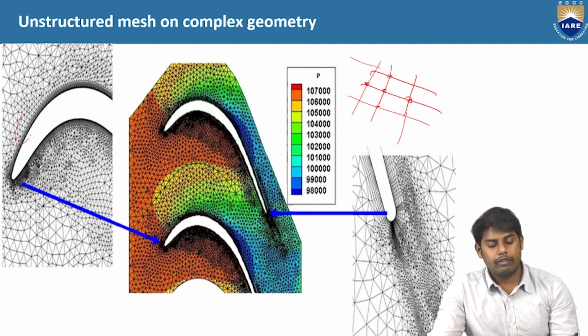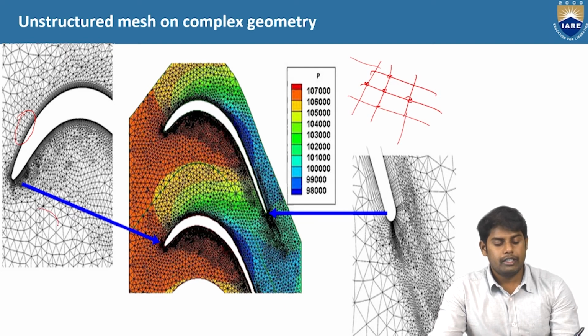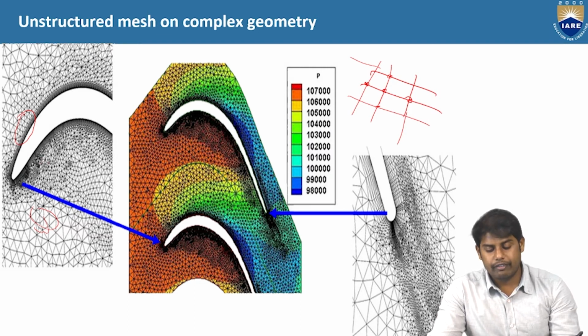Near the wall we will use finer mesh because we need to capture the boundary layer. Outside the boundary layer, we assume that the flow is inviscid, therefore we can go for coarse mesh. Near the wall regions, or the regions where we need to resolve flow phenomena, we will use very fine mesh.